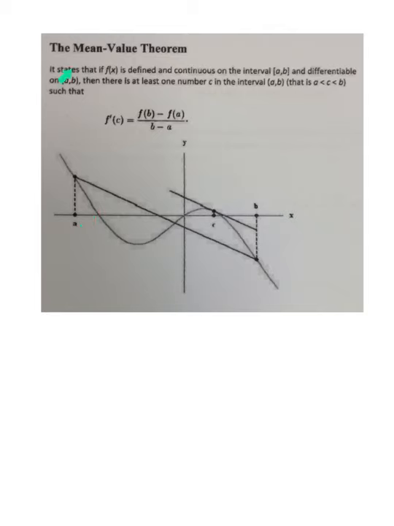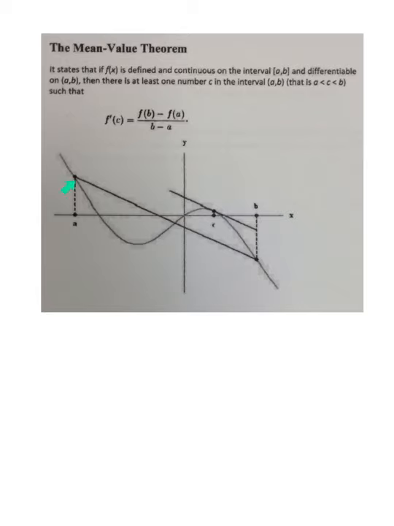Okay, so mean value theorem. It states that you have a function. Now that function has to be continuous on a closed interval. So look at this picture right here. Here's the function. This is the curve right here. And you can see it's continuous, right?